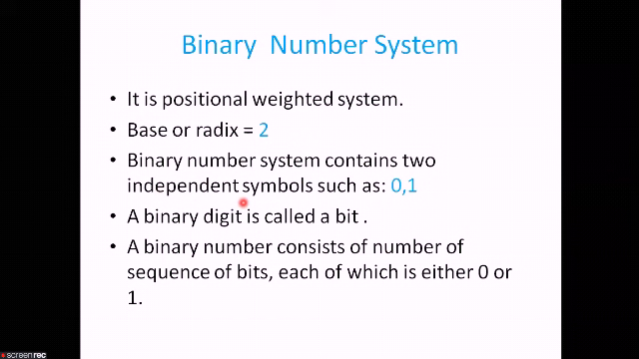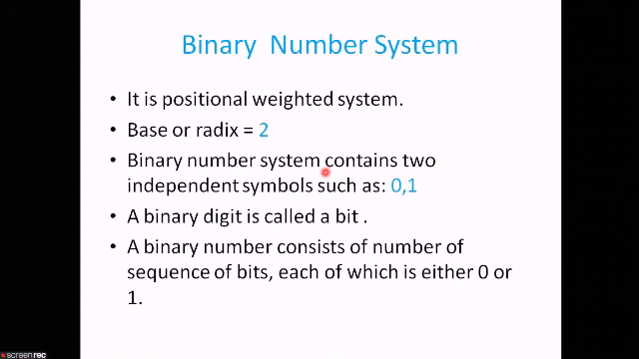As I previously told you, digital systems deal with two numbers, 0 and 1, so bistable devices are used. That's why it has two voltage levels, already explained, high and low. So 0 means low voltage and 1 means high voltage. The binary number system consists of two independent symbols, 0 and 1.